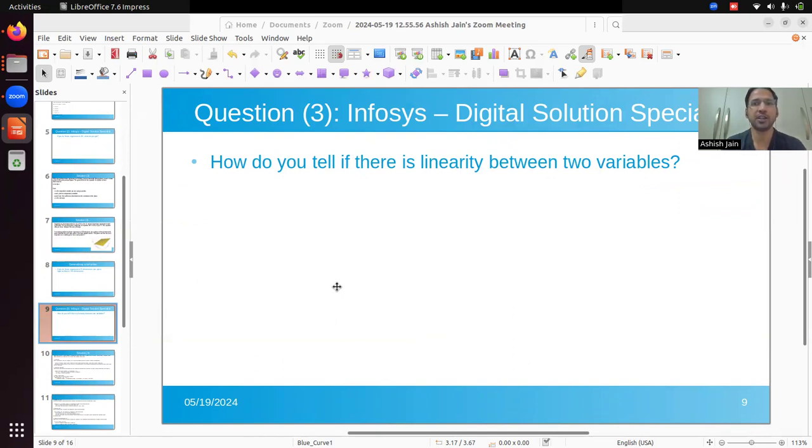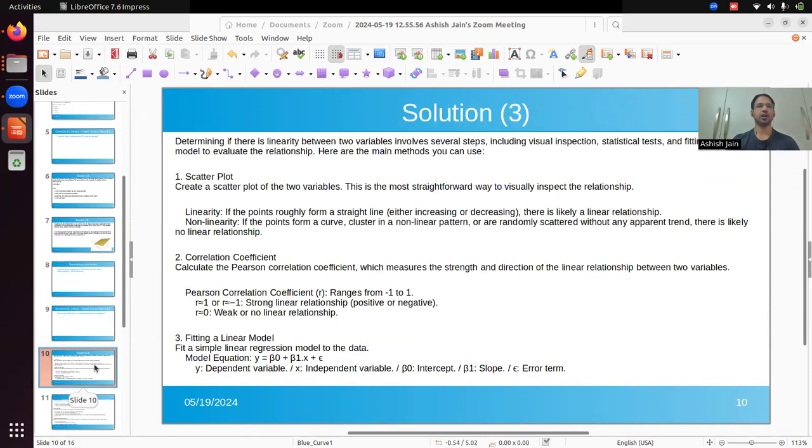Now the next question is asked to me at Infosys for digital solution specialist post. How do you tell if there is linearity between two variables? So there are a couple of ways to do that. First way is to draw a scatter plot of the two variables. If you see that the data points roughly form a straight line, either increasing or decreasing, there is likely a linear relationship.